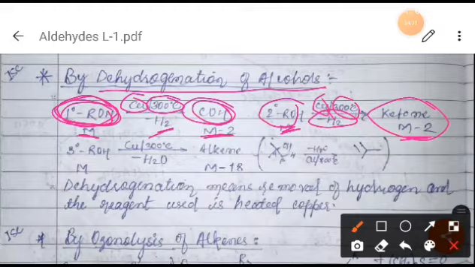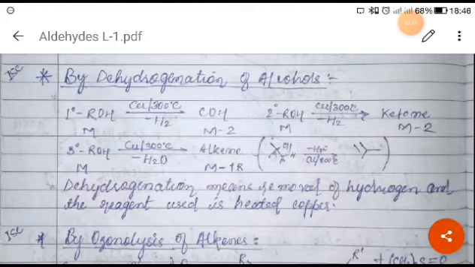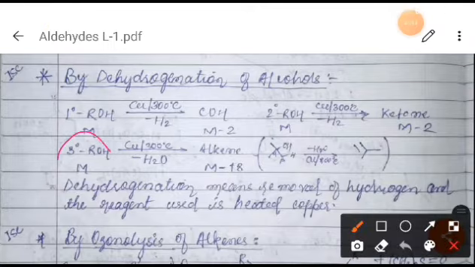Now next thing is 3 degree alcohol. We cannot dehydrogenate the 3 degree alcohol. Tertiary alcohol, if we use the same thing, Cu at 300 degrees Celsius, water will come out from the reaction and it will form alkene. It will not form aldehyde or ketone. So always remember that 3 degree alcohol on catalytic dehydrogenation will not form aldehyde or ketone. It will form alkene, whose molar mass will be less by 18. As you can see, if the molar mass of this is M, it will be M minus 18. Now you can see one example I have also given here, right?